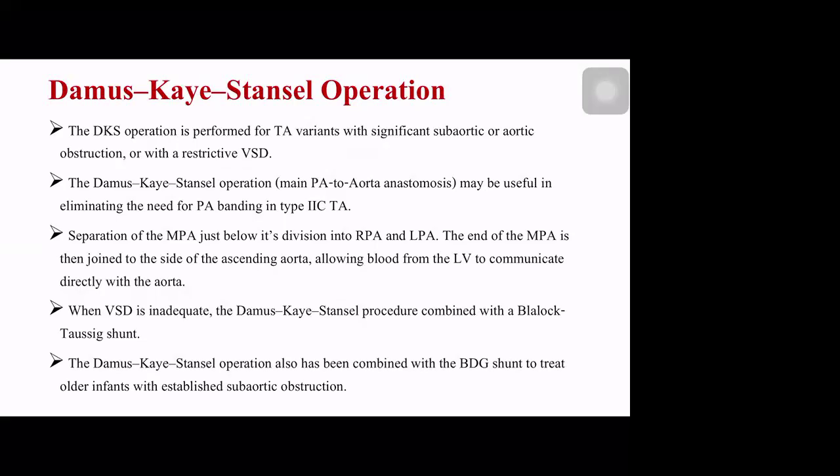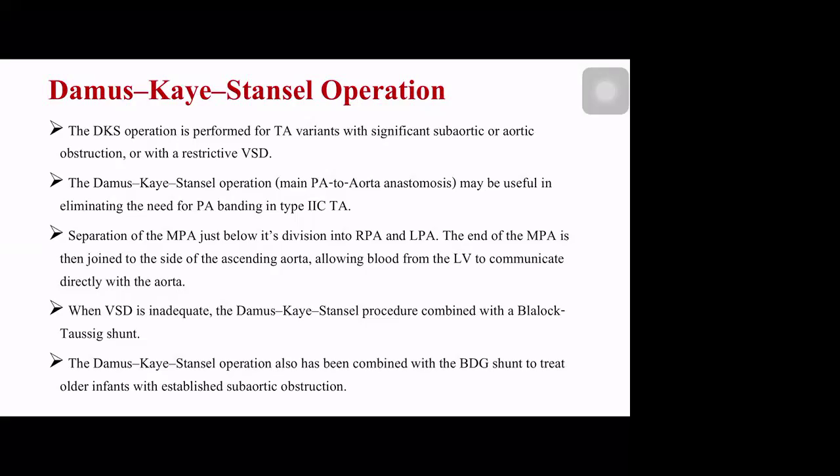Now, coming to a special type of operation which is performed in tricuspid atresia, that is the Damus-Kaye-Stansel operation, that is DKS. It is rarely performed. The DKS operation is performed for tricuspid atresia where there is significant subaortic or aortic obstruction, or when there is a restrictive VSD.